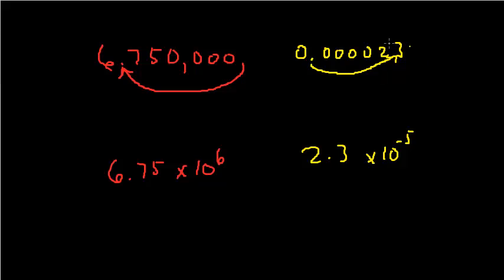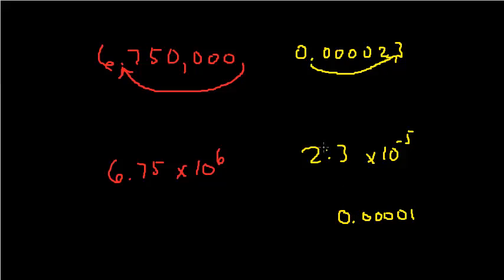Again, I'm taking this really small number and writing it as a larger number times 10 to some power. So my power then is negative, since 10 to the negative 5th is 0.00001.